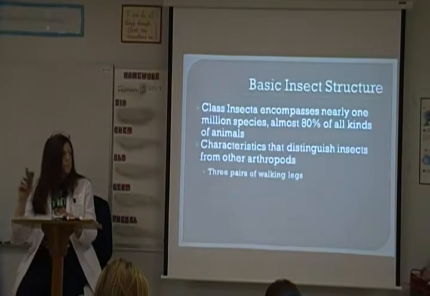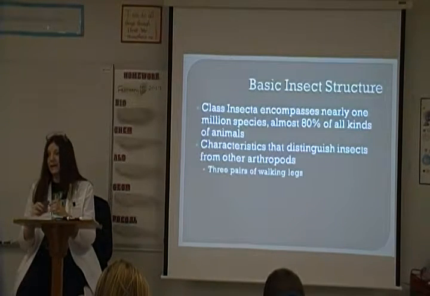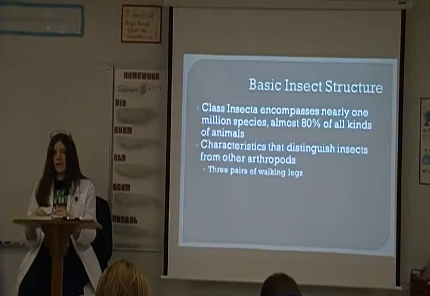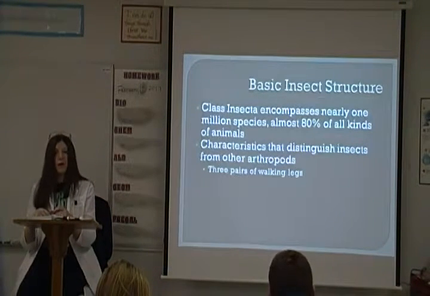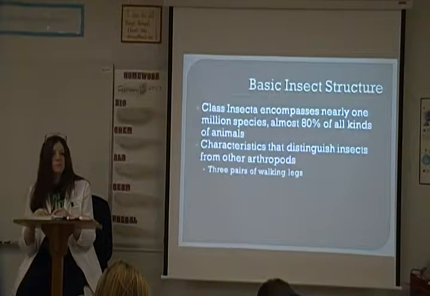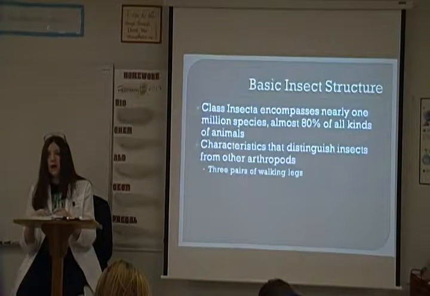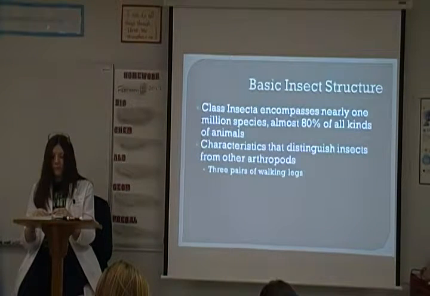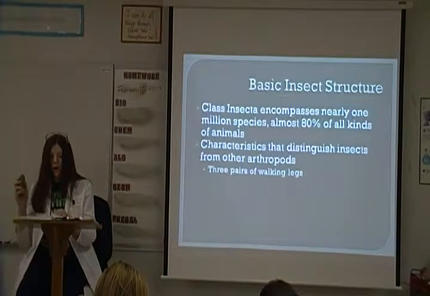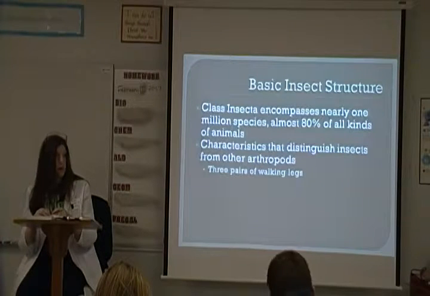Six legs, compound eyes. The first thing is their legs. Yes, they only have 3 pairs of walking legs. Remember, we talked about arachnids, which have 4 pairs of walking legs. Also, crustaceans have 4 pairs of walking legs. So this is different than the rest. They only have 3 pairs of walking legs for a total of 6, although there are some insects that don't have legs at all.